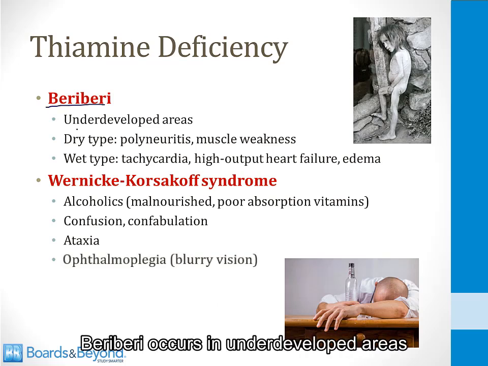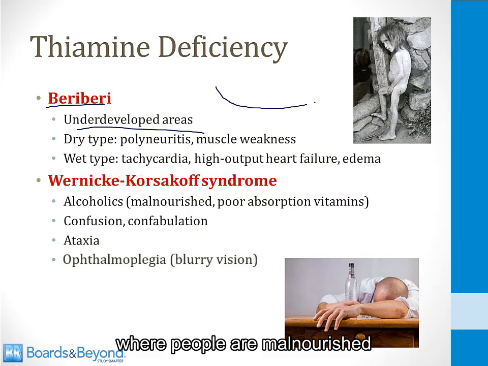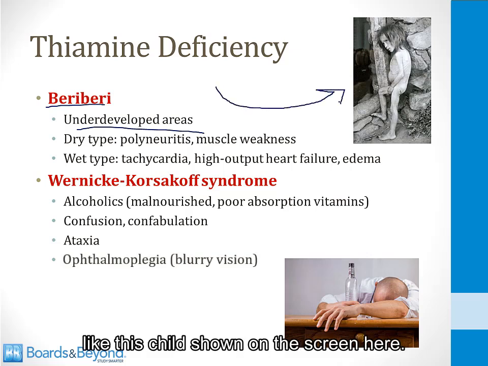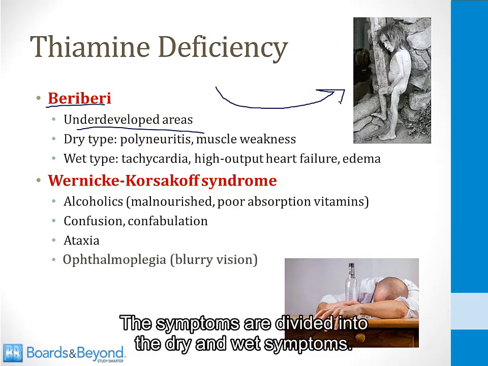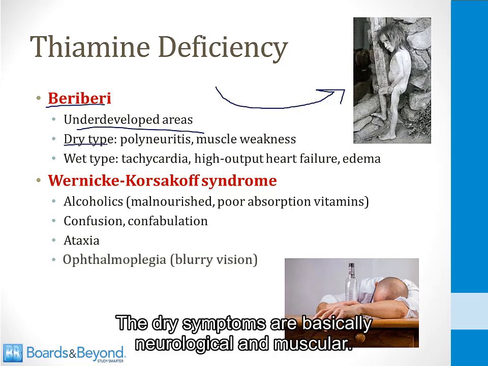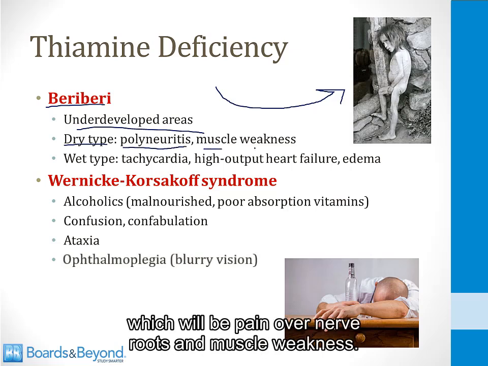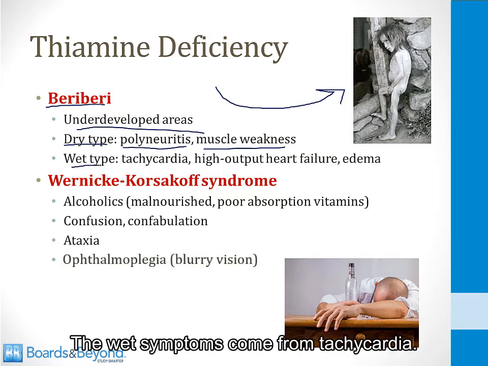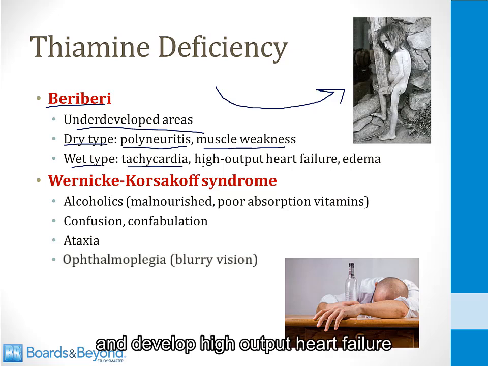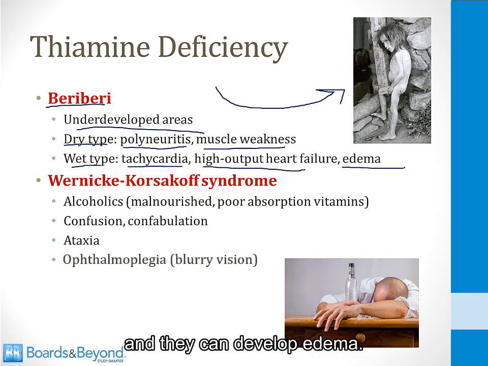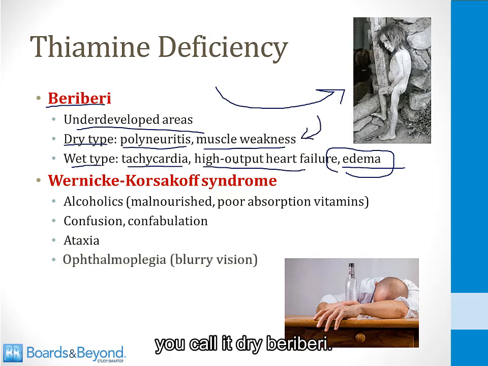Beriberi occurs in underdeveloped areas where people are malnourished, like this child shown on the screen here. The symptoms are divided into the dry and wet symptoms. The dry symptoms are basically neurological and muscular. They consist of polyneuritis, which will be pain over nerve roots, and muscle weakness. The wet symptoms come from tachycardia. These patients can develop a tachycardia and develop high output heart failure, and they can develop edema. Basically, when you see edema, you call it wet beriberi. If you don't see edema, you call it dry beriberi.